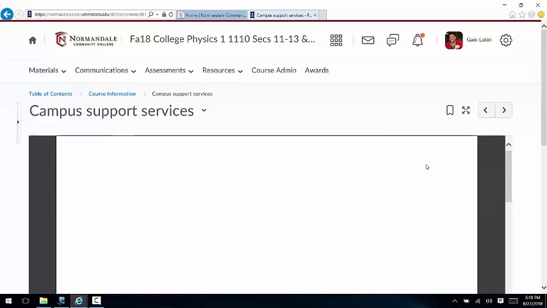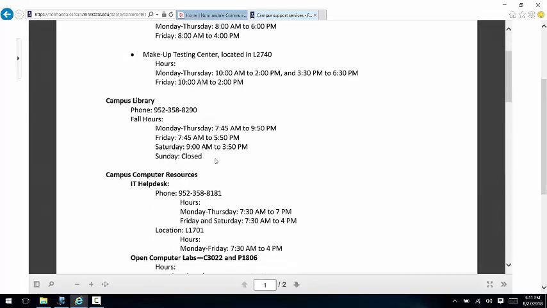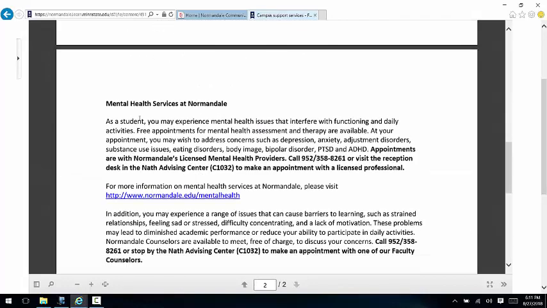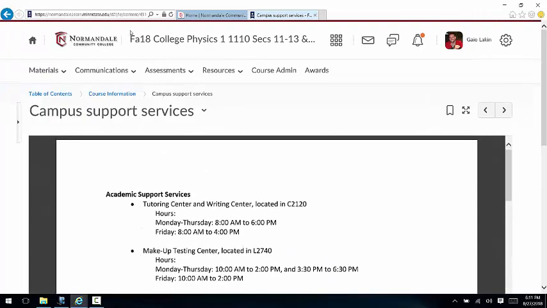And it just lists a pretty comprehensive list of all the things that are available that might be useful on campus. Academic support services. There's a tutoring center. It gives the location of that, and I'm going to mention later that a couple of my office hours are going to be done in the tutoring center. So this is the location of the tutoring center and the hours. Makeup testing center, library, disability services. There's just a lot of information there. So if you have the time, you might want to just read through there, see if there's anything there that could be useful to you.